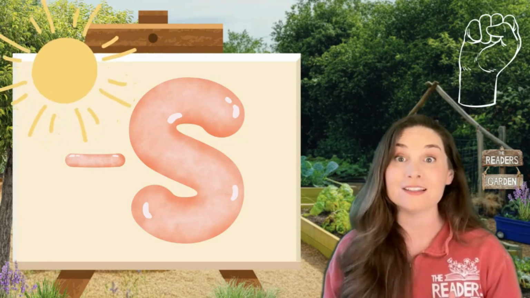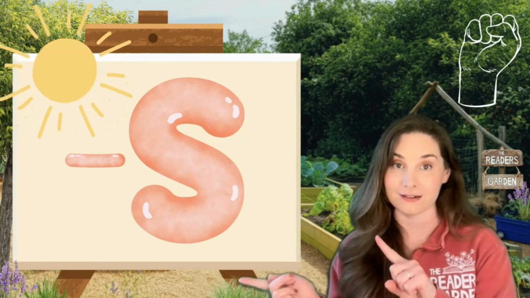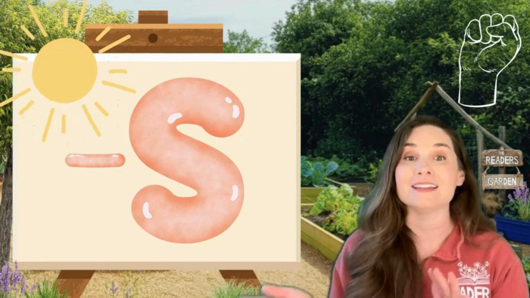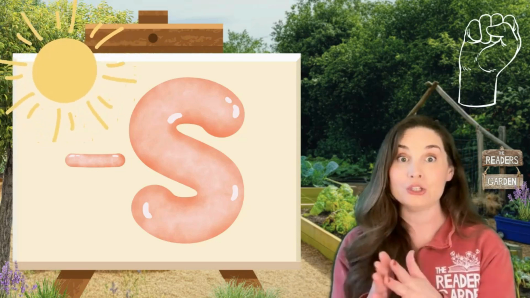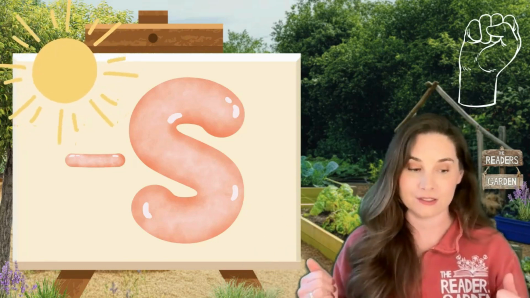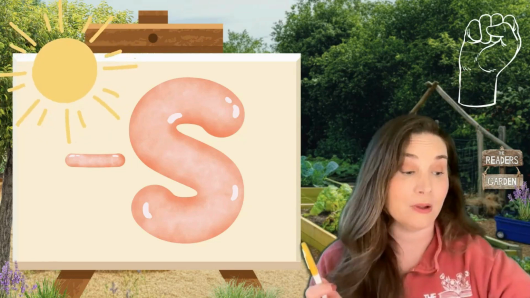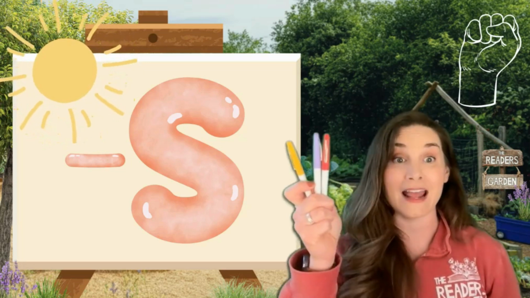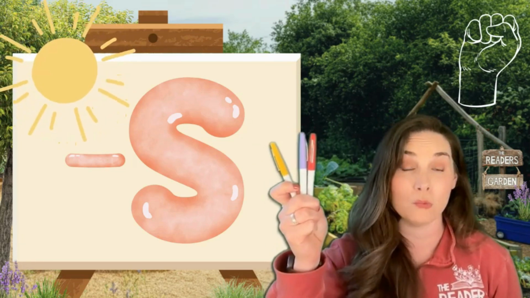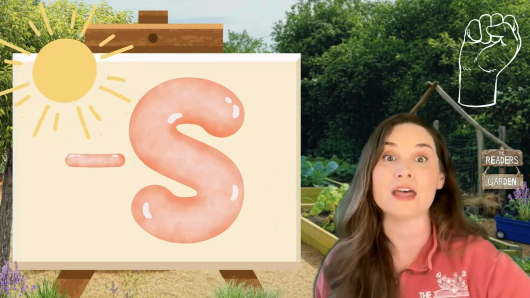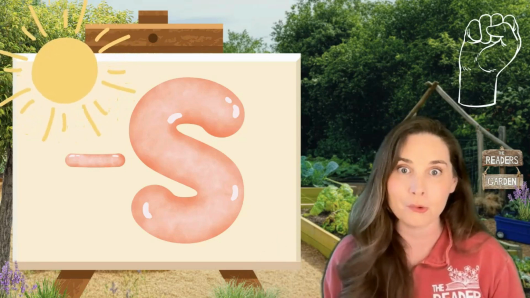So we know that the letter S spells S, like in the beginning of the word sun. But we often add the letter S to the end of words when we want to take something from one to more than one. So for example, I have a pen, one pen, but if I have three, then I have three pens, and I have more than one. And I get that word pen to pens by adding an S at the end of the word. Let's talk more about this.